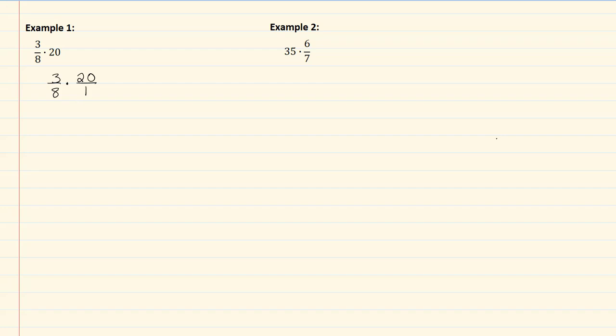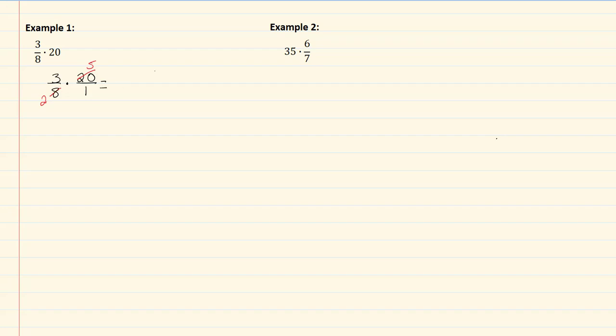Now we want to reduce before we multiply. And I happen to notice that 8 and 20 have a common factor of 4. So 8 divided by 4 would be 2. 20 divided by 4 would be 5. I don't see anything else in common, so now I can multiply.